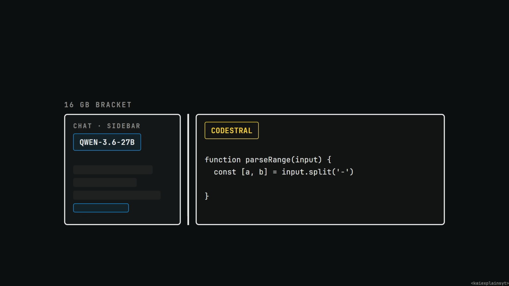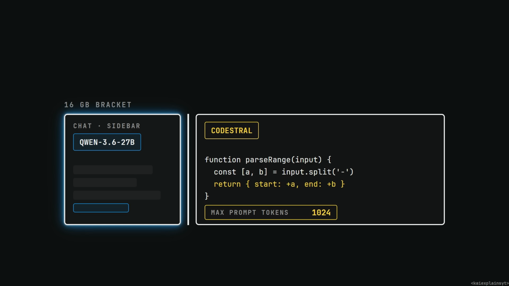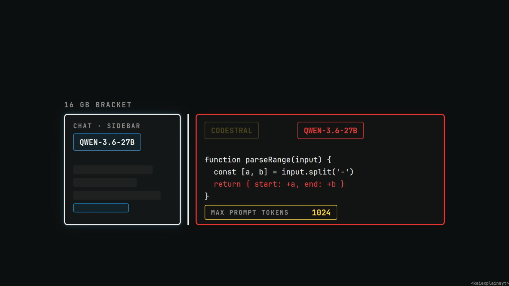For autocomplete alongside your 27B chat model, run Codestral. Keep them separate: 27B model in your sidebar, Codestral feeding tab completion. Set max prompt tokens to 1024 for autocomplete. If you try to use the 27B model for autocomplete, your editor becomes slow enough to actually break your flow.